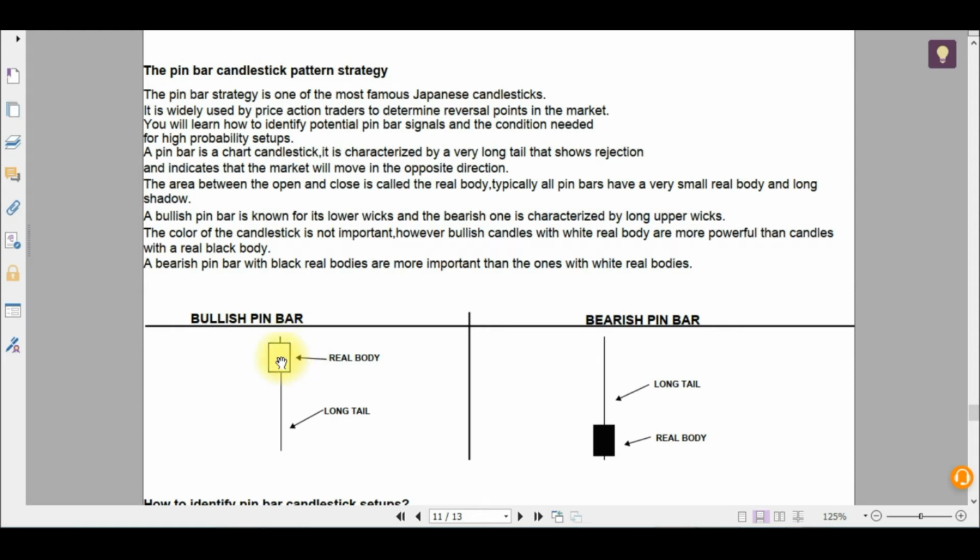Depending on the colors, because not everybody has white and black on the chart, just to clarify, a bearish pin bar with a black real body is more important than one with a white real body. So if this bearish one has a red body, black or red, depending on the color of a bearish candlestick on your chart, then it's more powerful than when the real body has the color of a bullish candlestick on your chart. That's just what we are trying to say there.